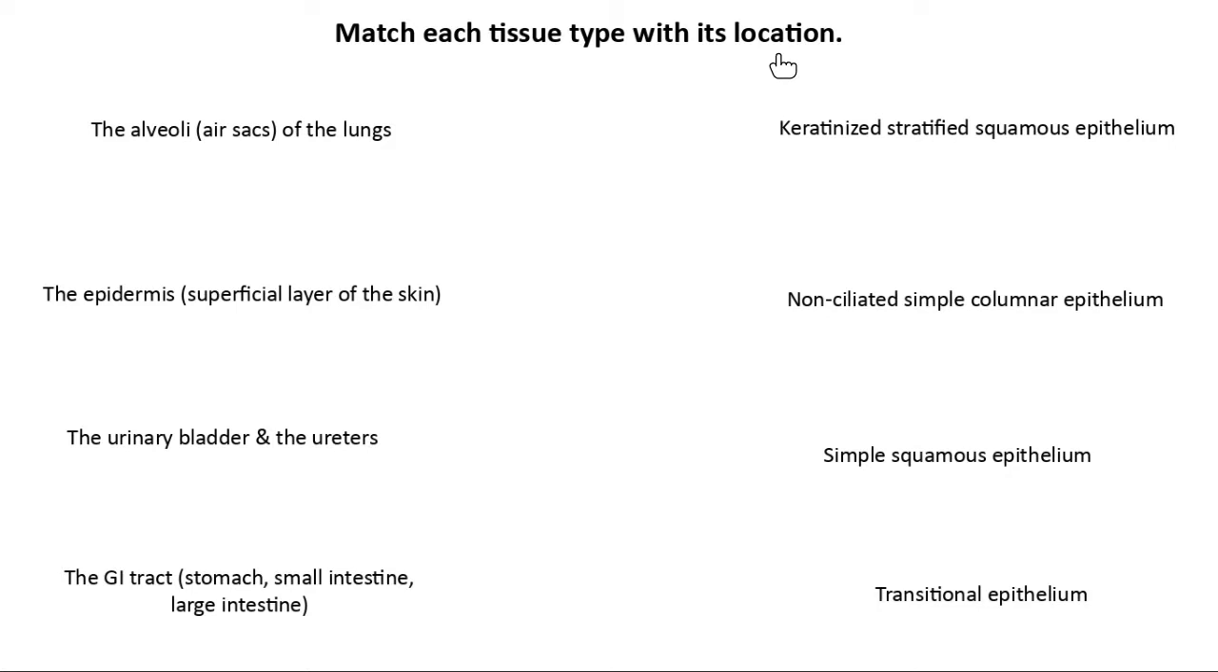What your flashcard should say is on the front side, the location of keratinized, stratified, squamous epithelium. That's on the front side. The location of keratinized, stratified, squamous epithelium. Who can tell me from my list over here, what would I write on the back? Where do we find keratinized, stratified, squamous epithelium?